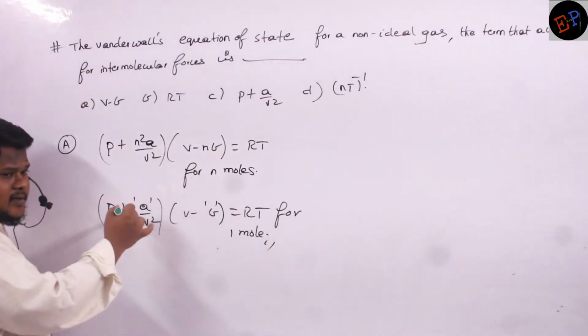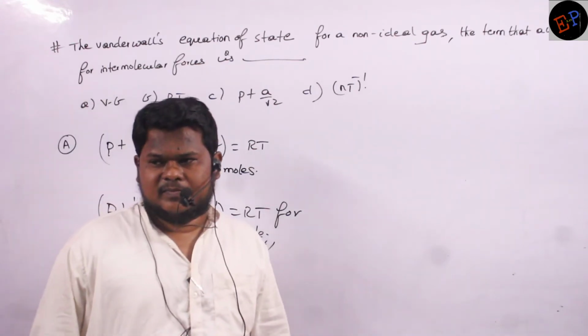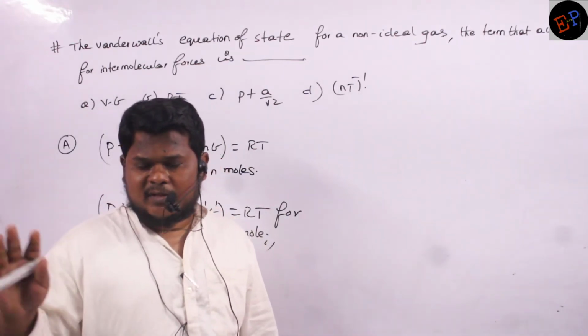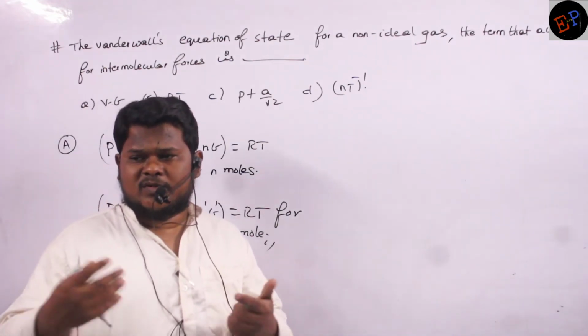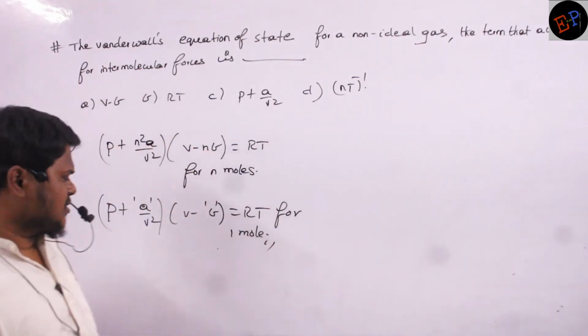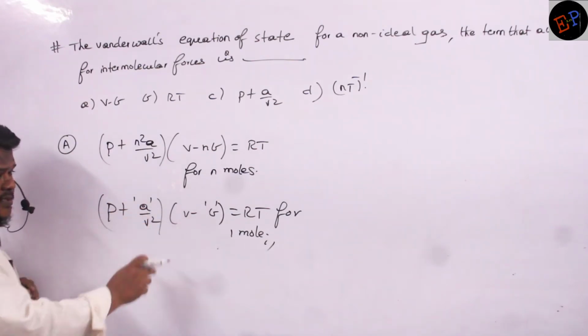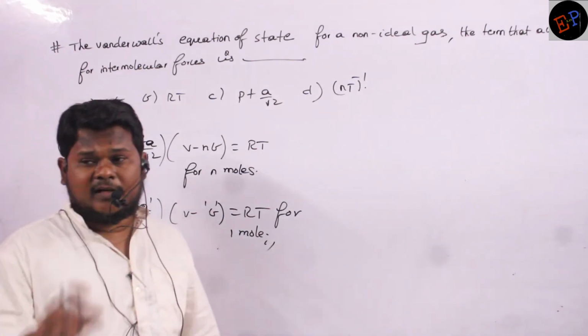In an ideal gas, there will not be any intermolecular forces. But in a real gas, definitely intermolecular forces will be present. Forces can be either attractive or repulsive, but most of the time it is attractive only. Are you able to understand? Because of the attractive forces, the net pressure of the gas on the container reduces.